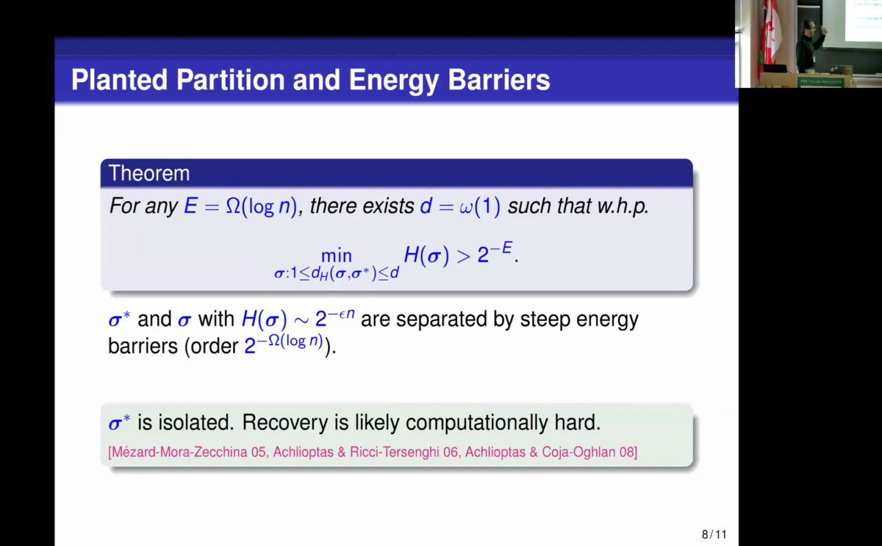There is one last result before I move on to the algorithmic hardness results. In fact, more is true, not only for linear levels, but for any E that grows at least as big omega of log n, there is a distance such that if you look at the vicinity of the planted solution sigma star, then the smallest Hamiltonian is at least 2 to the minus. This means that the landscape is arranged in a hierarchical way. There is sigma star and minus sigma star, which have the lowest energy. Everything else has intermediate energy, and they are separated by steep barriers.